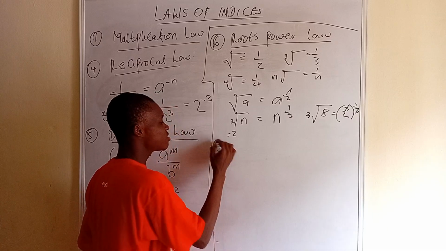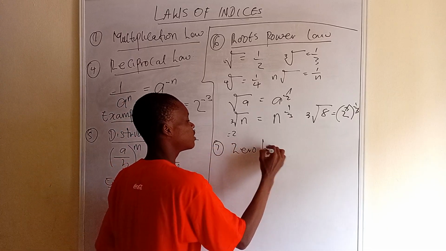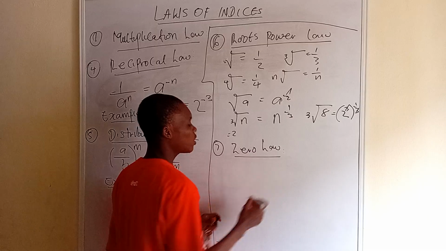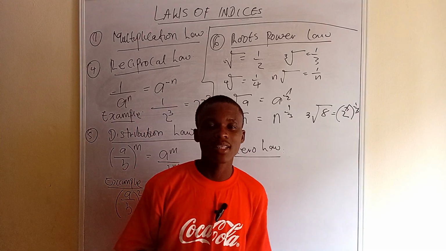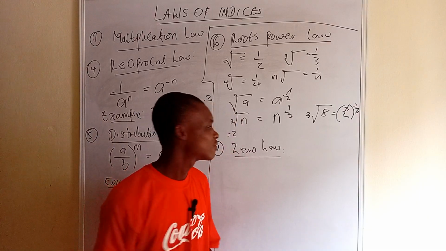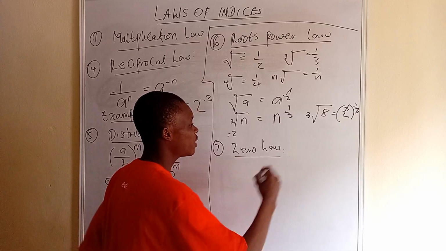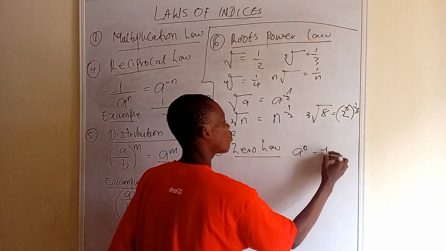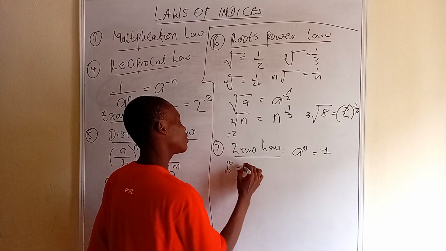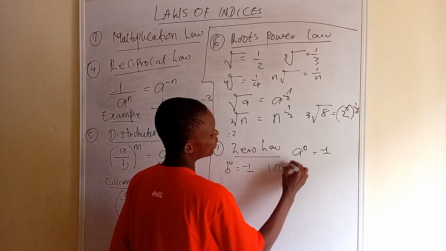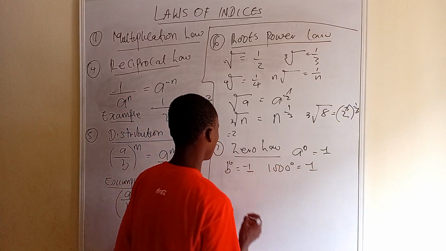So our next law is the zero law. What does the zero law state? The zero law states that anything raised to the power of 0 is 1. So if we have a to power 0 equals 1, b to power 0 equals 1, 100 to power 0 equals 1.